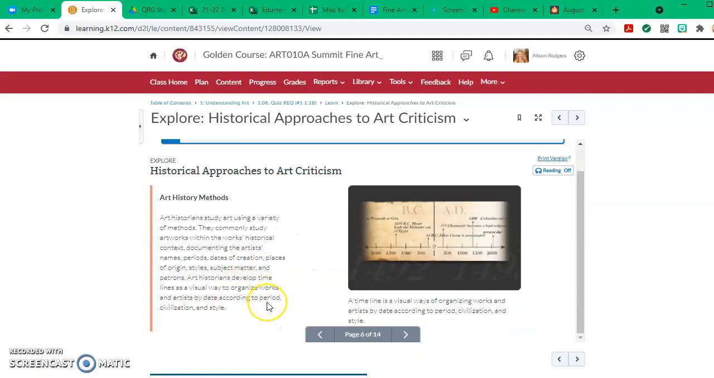Art history methods. Art historians study art using a variety of methods. They commonly study artworks within the work's historical context, documenting the artist's names, periods, dates of creation, places of origin, styles, subject matter, and patrons. Art historians develop timelines as a visual way to organize works and artists by date according to period, civilization, and style.